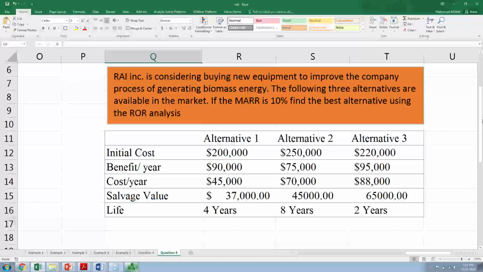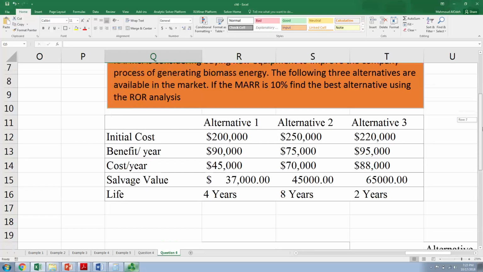So the question is like this: RAI Inc. is considering buying new equipment to improve the company process of generating biomass energy. The following three alternatives are available in the market. If the MARR is 10%, find the best alternative using the rate of return analysis. We have initial cost, a benefit, cost per year, a salvage value, and a lifetime for each of these three alternatives.